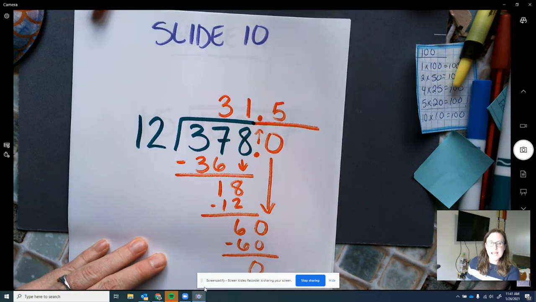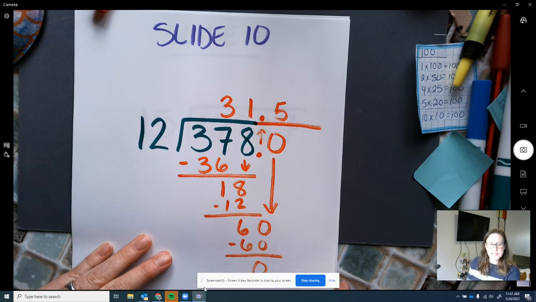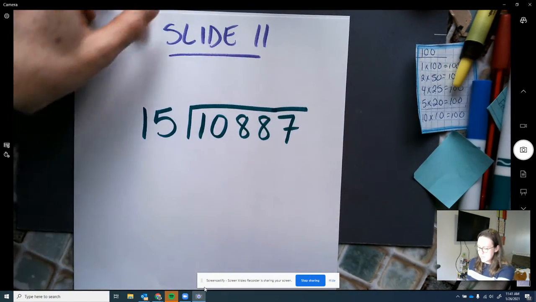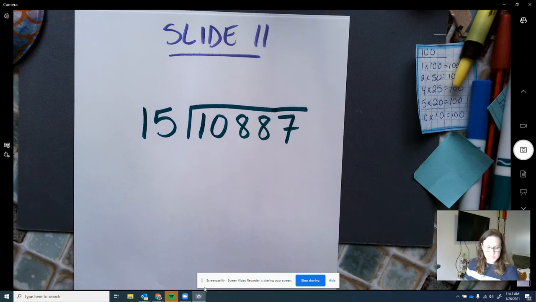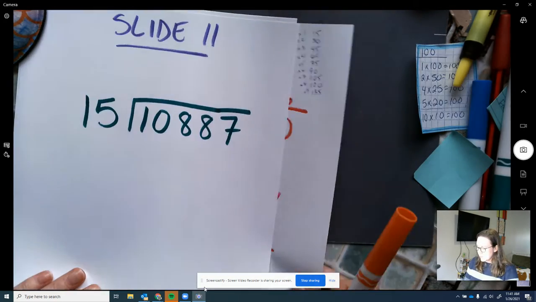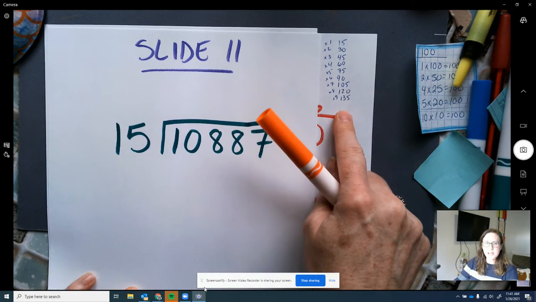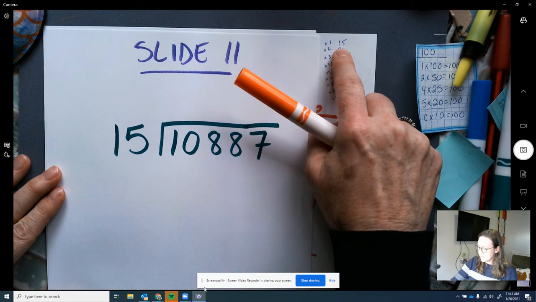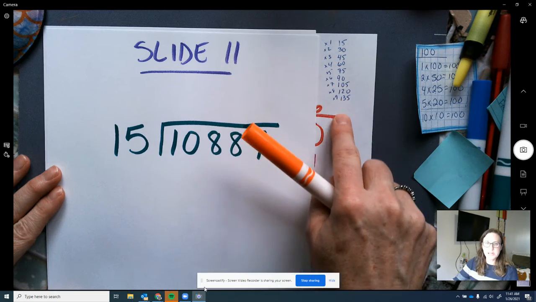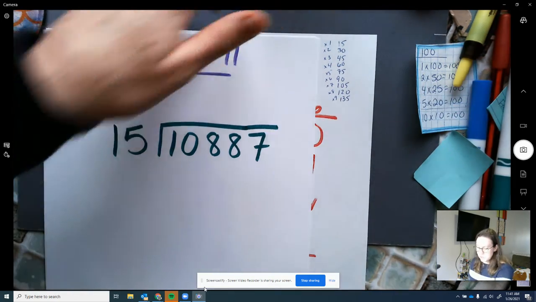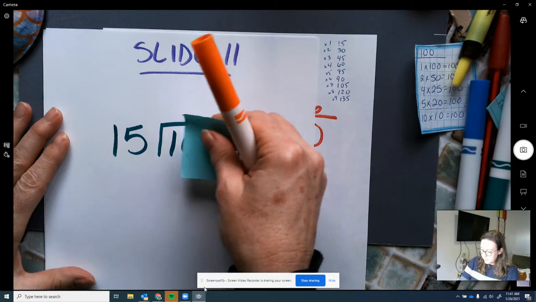Okay, last one. So slide 10, slide 11. Again, it's with the 15s, and if this is the only one you did, that's fine, but I'm going to have my 15s on the side here. So 15 times 1 is 15, 15 times 2 is 30, and I did all my 15s so that I can do this a little bit faster in my head.